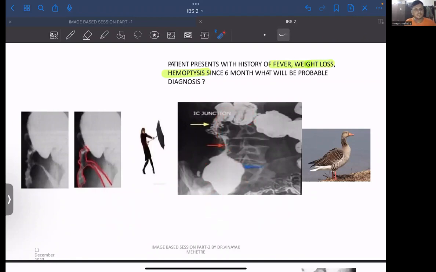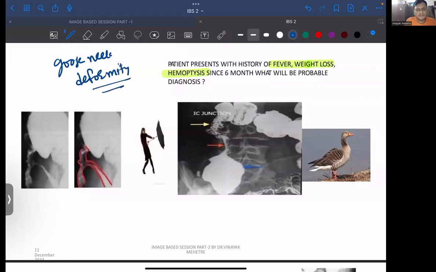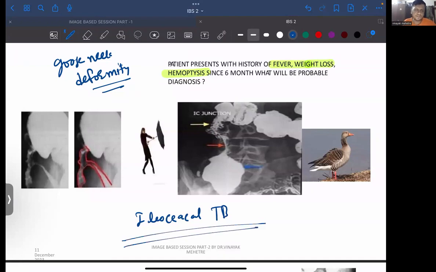The name of the bird is goose, right? Goose. But goose neck deformity, right? And it is seen in इलियोसिकल टीबी. कहाँ मिलेगा? इलियोसिकल टीबी में मिलेगा. ओके, हार्ट पे भी मिल रहा था. दैट वाज एंडोकार्डियल कुशन डिफेक्ट, राइट?